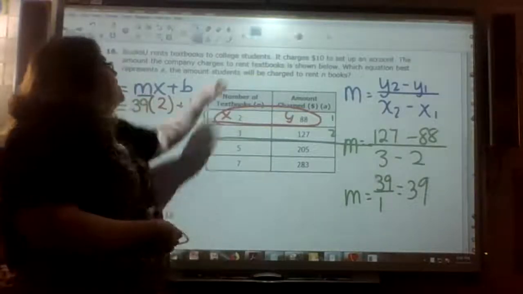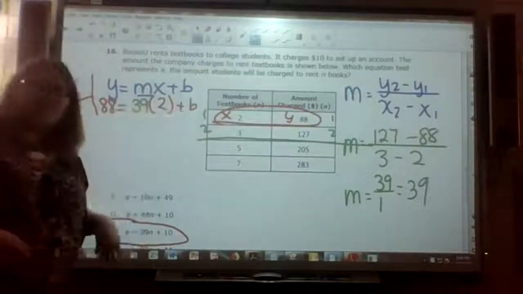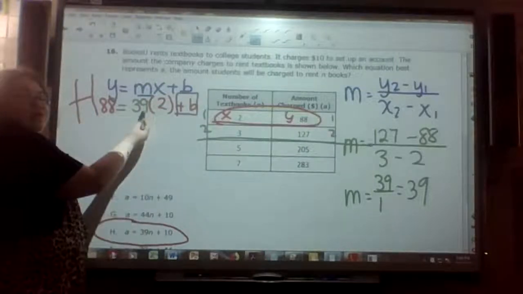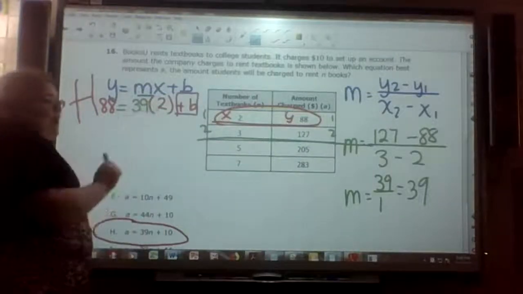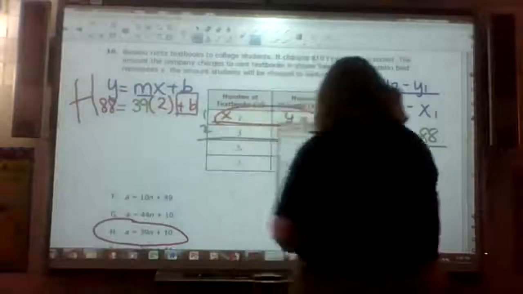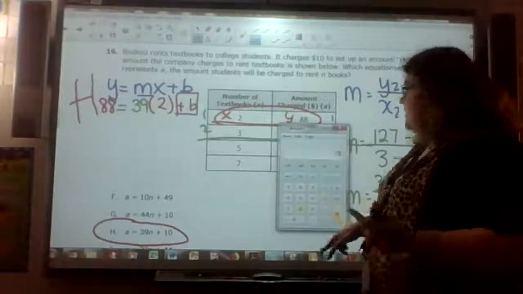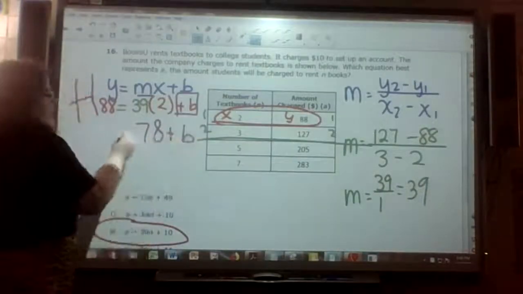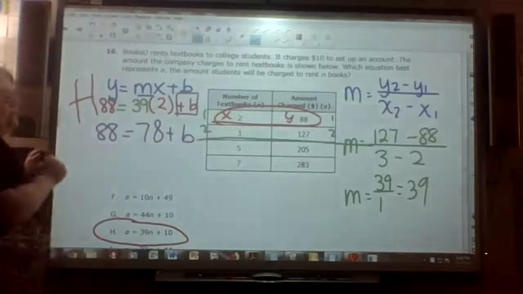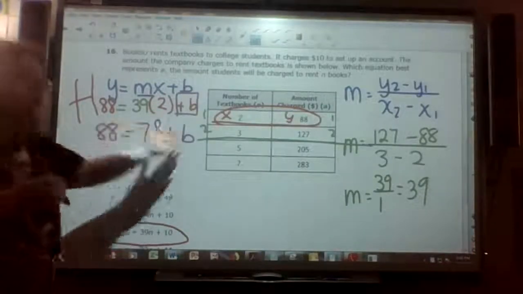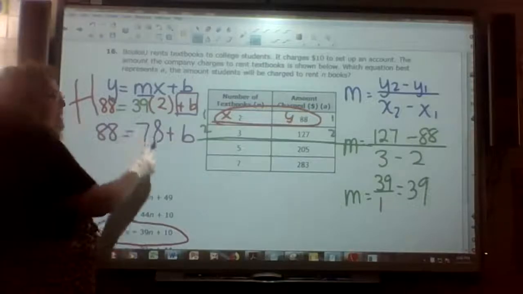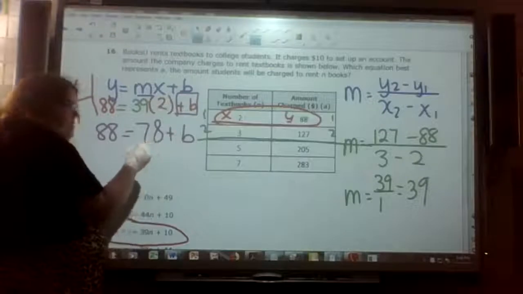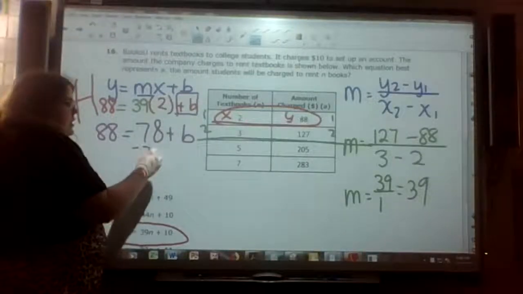So what I notice is I have a 2-step equation. To get b by itself, I have to first multiply 39 times 2. Yay, we did it out. 78. So I have 78 plus b equals 88. Okay, I still want b. So I'm asking myself, 78 plus what is 88? If I don't know that, the opposite of adding is subtracting.